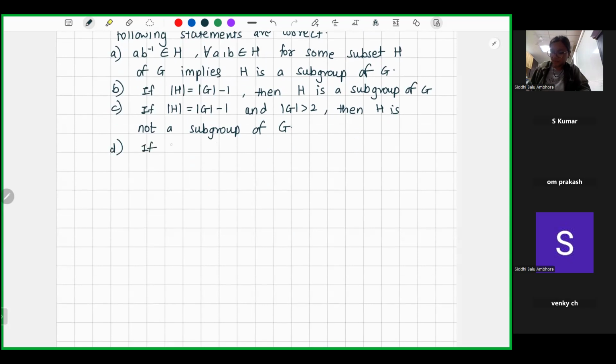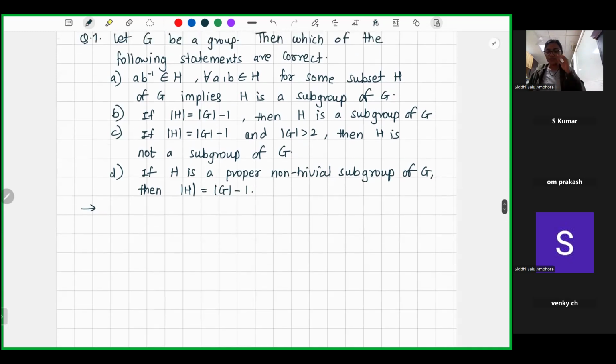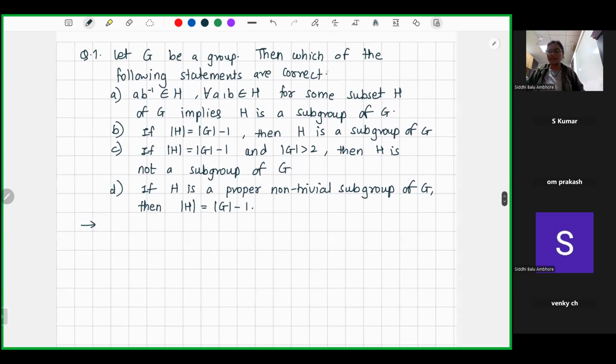if H is a proper non-trivial subgroup of G, then mod A, order of H is equal to order of G minus 1. So we have to check which of the following statements are correct.